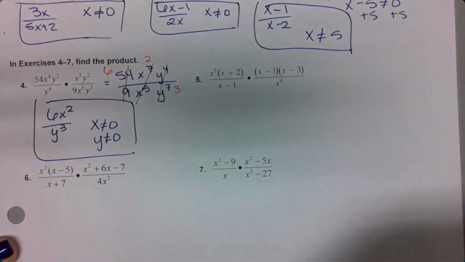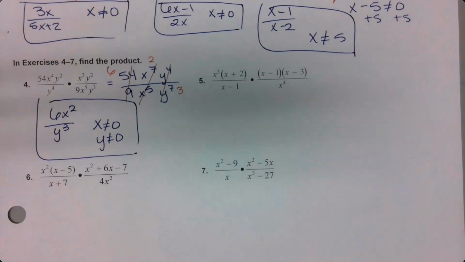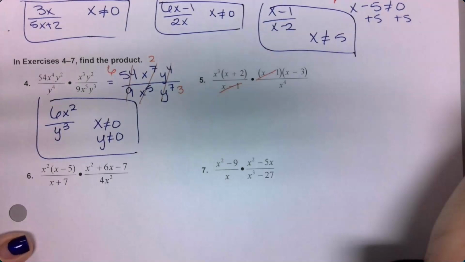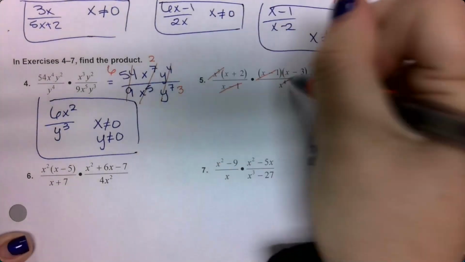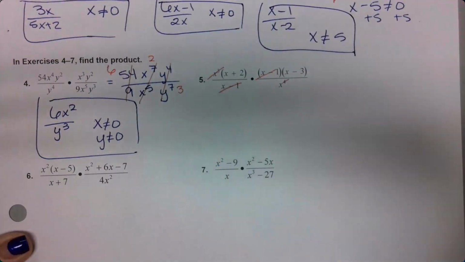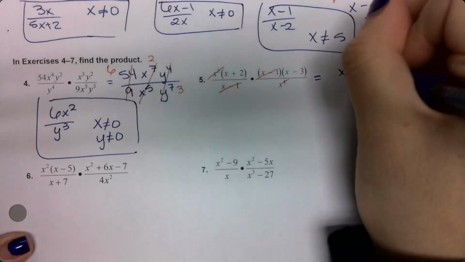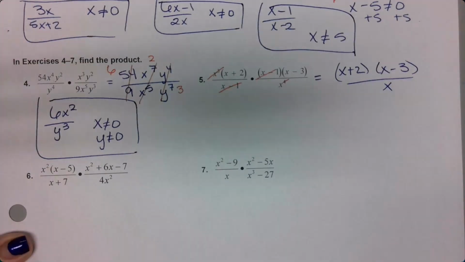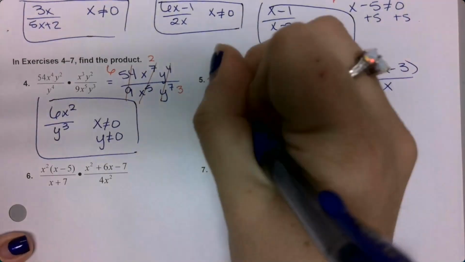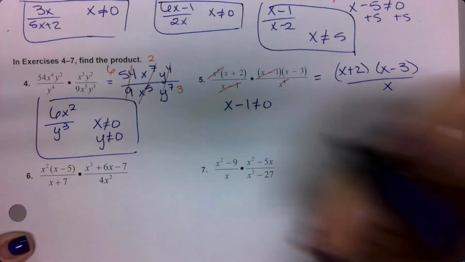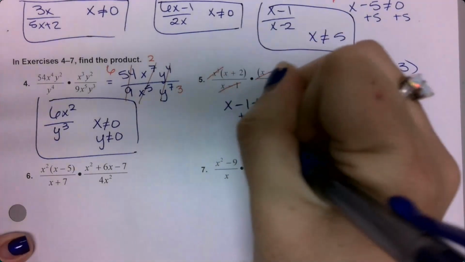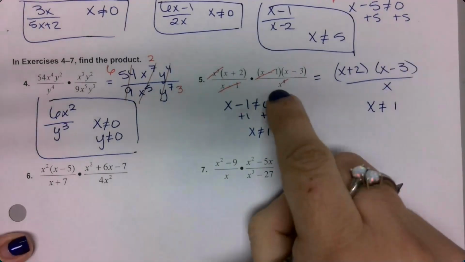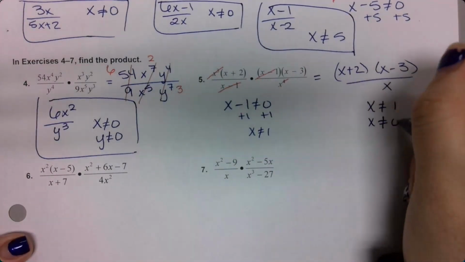Over here on number 5, it's already factored for me, so I want to look at the factored pieces that I can cancel out from my numerator and denominator. I can take out an x minus 1, and I can take out 3 x's. So it's going to leave me with an x on the bottom. I have x plus 2 times x minus 3 over just x. Then I got rid of an x minus 1, so I want to set that not equal to 0 and solve. X can't equal 1. And then I also took out an x, so x can't equal 0.